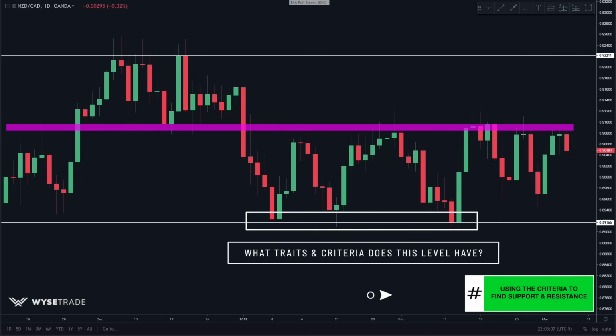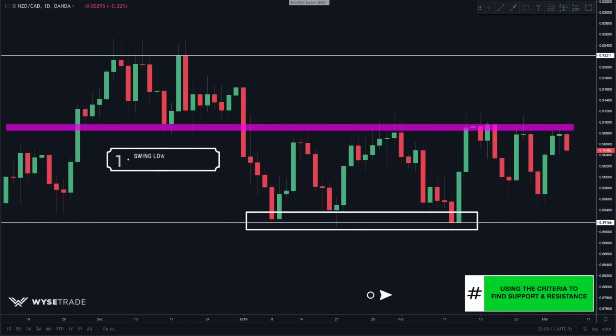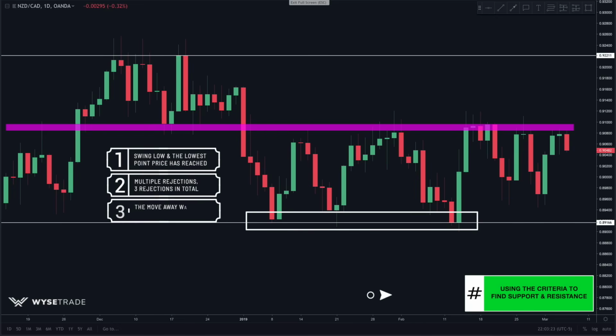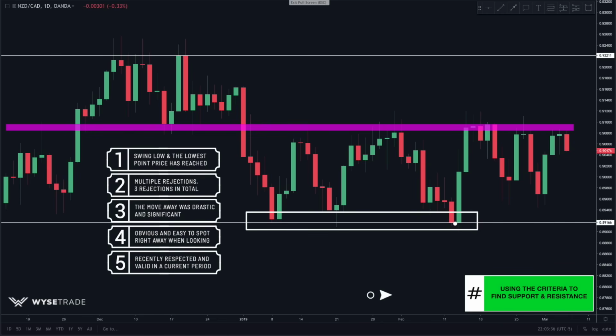So again, what criteria does this level have that makes it a good level of support? 1. It is the extreme swing low, meaning the lowest point price has reached in recent time. 2, there were multiple rejections of this level, 3 in total. 3, the move away was drastic because as you can see, price reversed significantly when it got here. 4, the level is obvious as you should have easily spotted it when looking at the chart. And 5, it was recently respected and occurred in a recent time period.